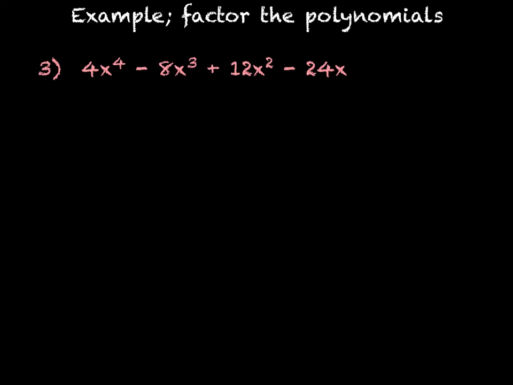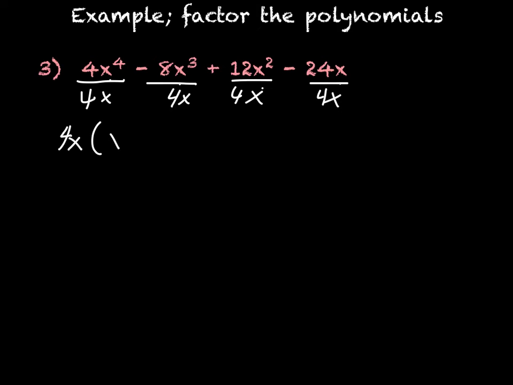In this next example, we have an x to start out with in every single term. So we know we can do some factoring before we do the factoring. So I have 4x to the fourth minus 8x cubed plus 12x squared minus 24x. So I'm going to start by factoring out what I can before I even do anything. So it looks like I can take out a 4 and an x for all of them. So that'll give me 4x times x cubed minus 2x squared plus 3x minus 6. Okay, so now I can do my grouping.